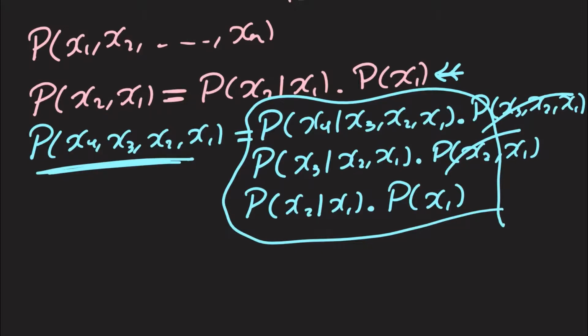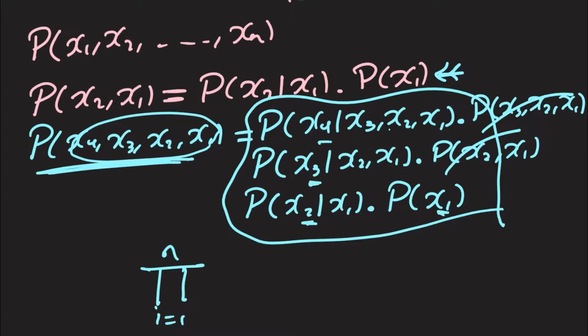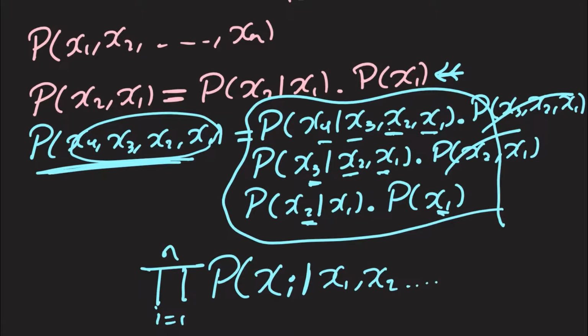Now if we look at what's happening, that's a product, so we can start by writing down a product here. If we have 4 random variables, we multiply 4 times, so I can go from i equals 1 to n, and here I'm having 1, 2, 3, 4, so that's the probability of xi given all that precedes xi. I'm going to put down here x1, x2, all the way to xi minus 1. And this is going to be our formula for the chain rule for n variables.